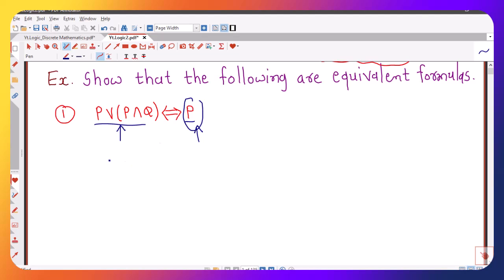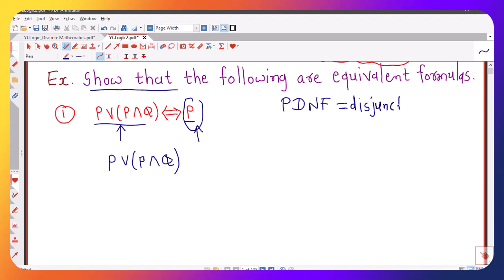So suppose we obtain principal disjunctive normal form of these two formulas and we check whether they are same or not. Now in our question we have to prove that given formulas are equivalent. So it is already given that two formulas are equivalent and we have to prove them. So first I will obtain principal disjunctive normal form, and if we recall, principal disjunctive normal form is nothing but disjunction of min terms only. PDNF is disjunction or sum of min terms only.